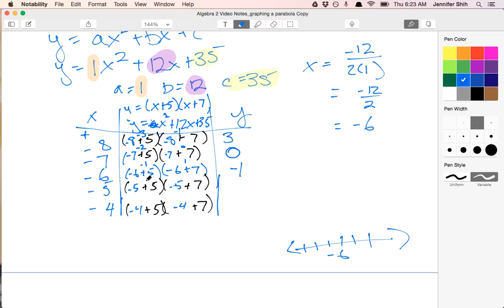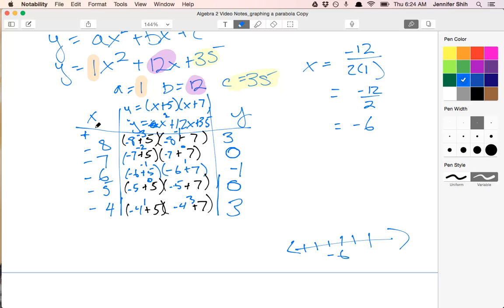All right, so -5 plus 5 is 0. 0 times anything is 0. -4 plus 5 is +1. And -4 plus 7 is +3. So I get a 3 back. Notice how the y values are symmetrical. We have -1, and then we have zeros on both sides. And then we have 3's on both sides. We did that on purpose.